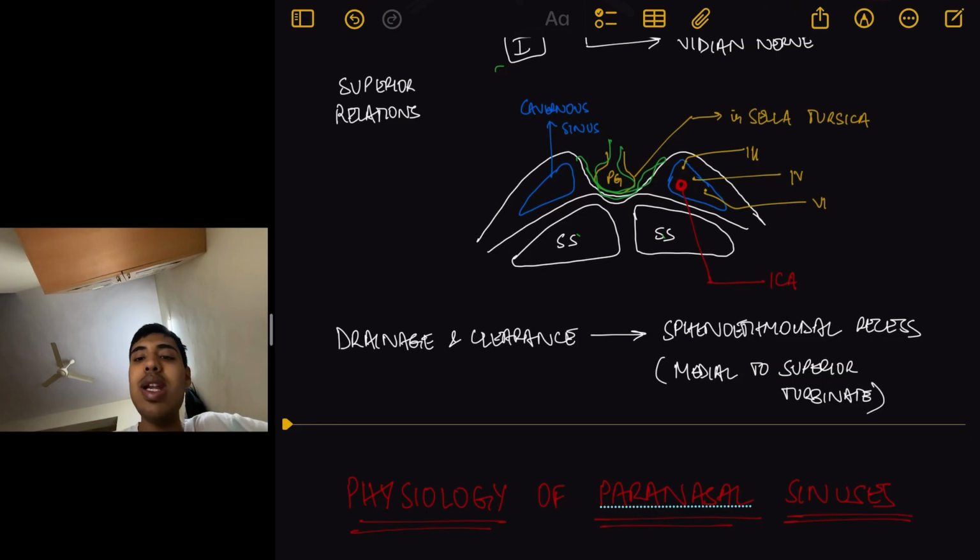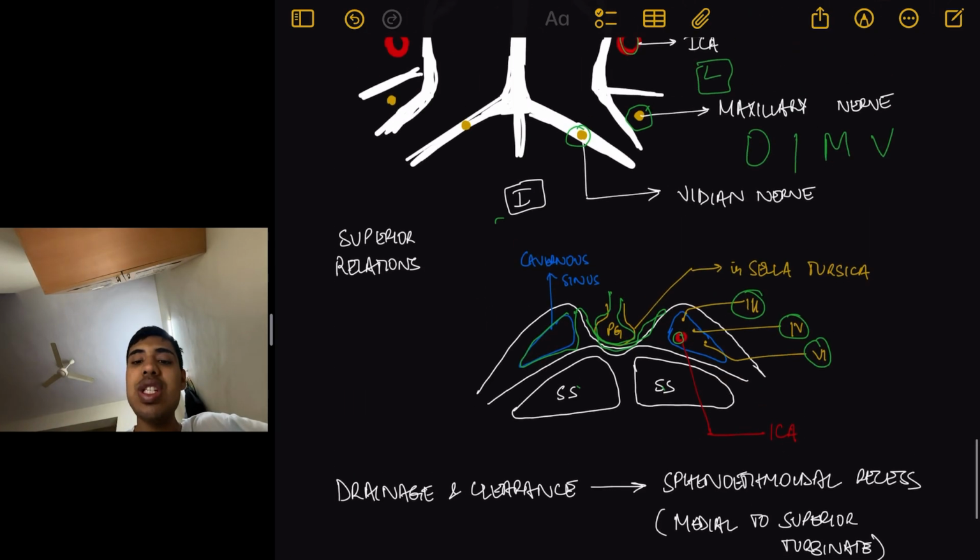And on either side, you have the cavernous sinus. Passing through the cavernous sinus, you have the internal carotid artery and the third cranial nerve, the fourth cranial nerve, and the sixth cranial nerve. This is about the relations of the sphenoid sinus.